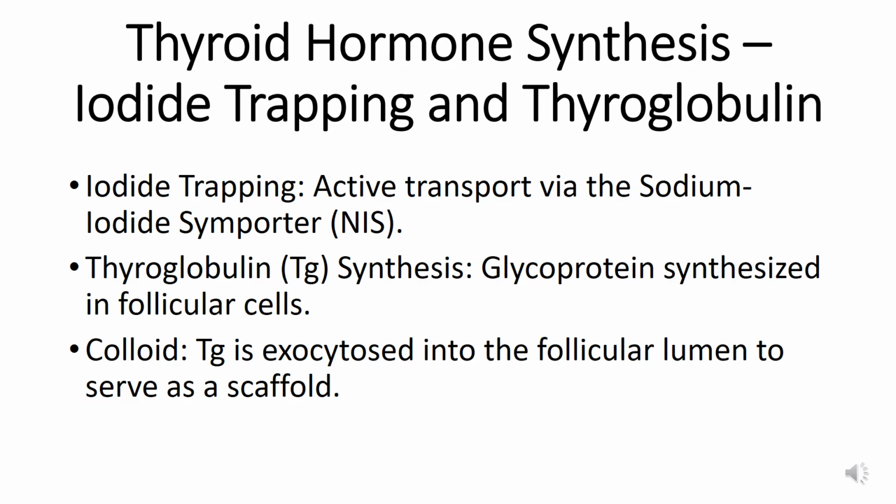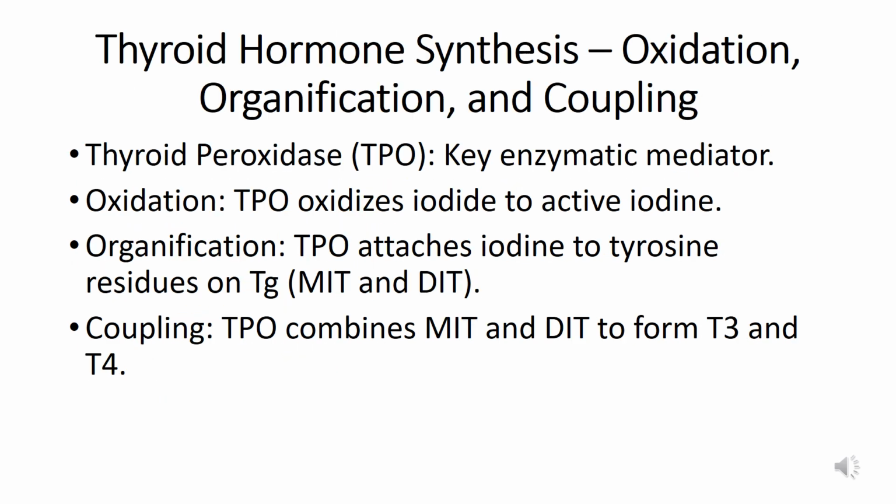These early steps may seem simple, but they are absolutely vital. Any disruption in iodide transport, thyroglobulin synthesis, or colloid formation can impair thyroid hormone production and lead to thyroid dysfunction. Together, iodide trapping and thyroglobulin production form the foundation upon which the entire process of thyroid hormone synthesis depends. Once iodide has been trapped by the thyroid gland and thyroglobulin has been stored in the colloid, the next phase of thyroid hormone synthesis begins.